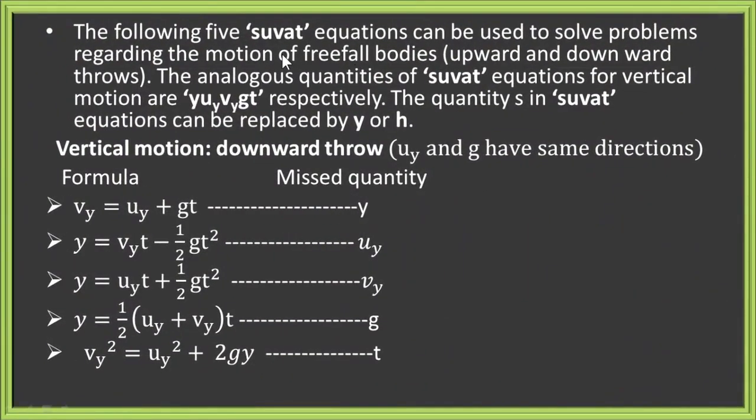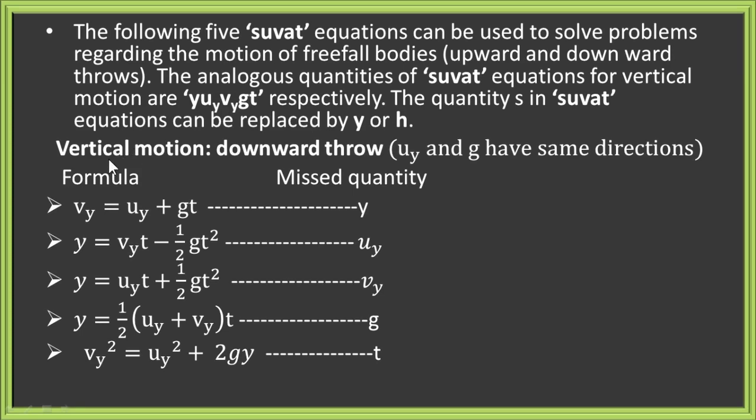The following 5 sub-equations can be used to solve problems regarding the motion of free fall bodies, upward and downward throws. The analogous quantities for vertical motion are: for S, Y; for U, Ui; for V, Vy; for A, G; and for T, T, respectively. The quantity S in the sub-equations can be replaced or substituted by either Y or H.